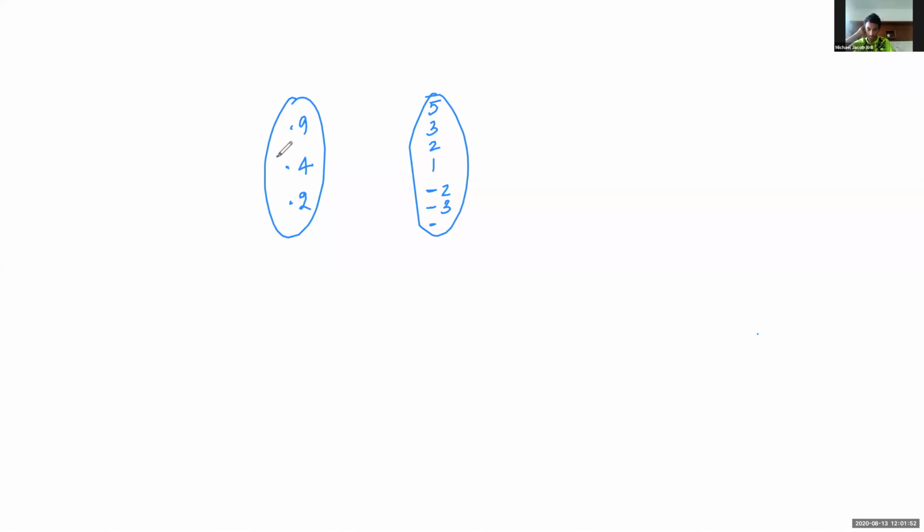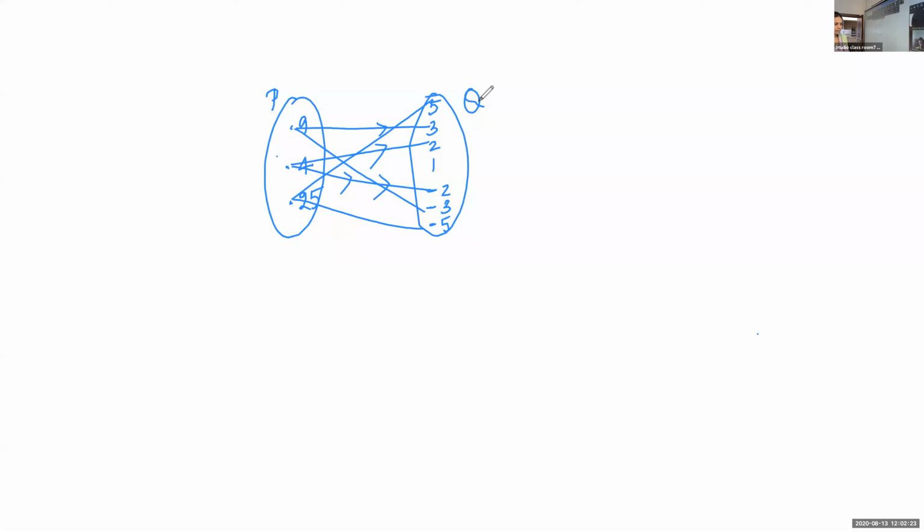Okay, two sets are there. The first set I am naming as P. The second one is Q. 9 is mapped onto 3 and -3. 4 is mapped onto 2 and -2. This is 25. 25 is mapped onto 5 and -5. P and Q, these are the two sets.